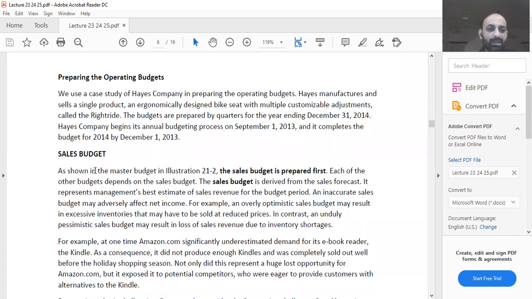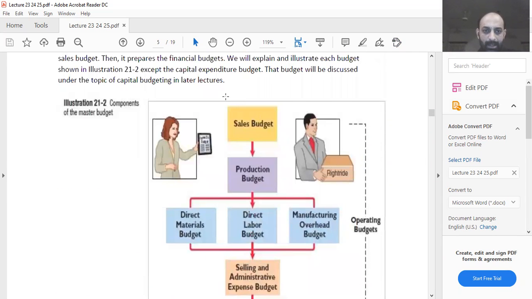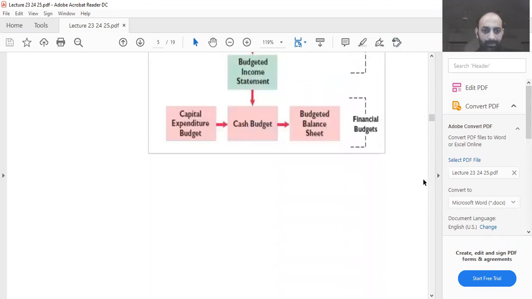Now we will discuss the sales budget. As shown in the master budget in illustration 21.2, the sales budget is prepared first. This is your sales budget. So it is always the first step in making the master budget, or you can say it is always the first budget that is prepared, and then you use the sales budget to make the other budgets.